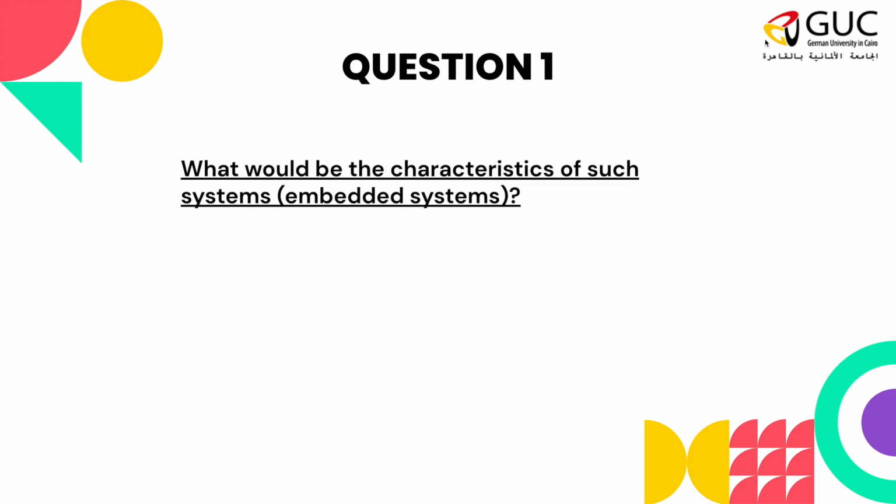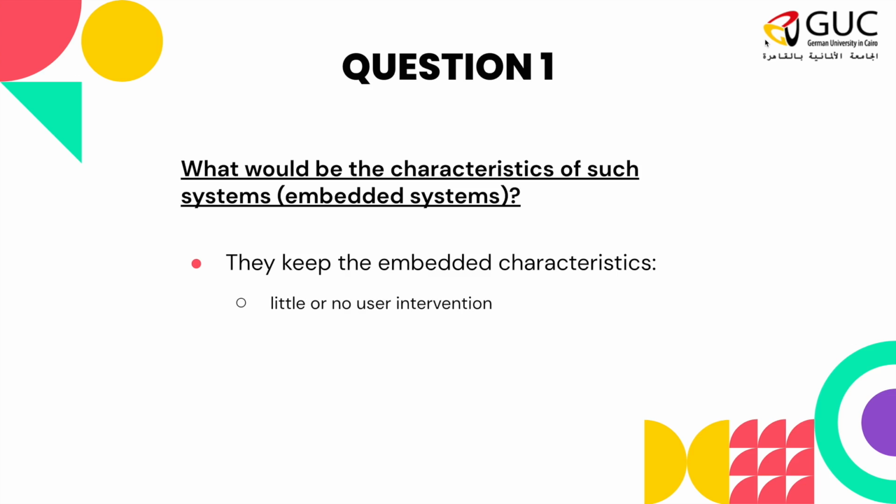So let's move on to our next question. What would be the characteristics of such systems? Meaning, what are the characteristics of embedded systems? The first thing is little or no user intervention. In embedded systems, users should not directly intervene or interfere with the system. They perform their tasks automatically without any user intervention. There is no user interface for the user to interact with the system. The embedded system has a program installed on it, and it performs its task without any user intervention.